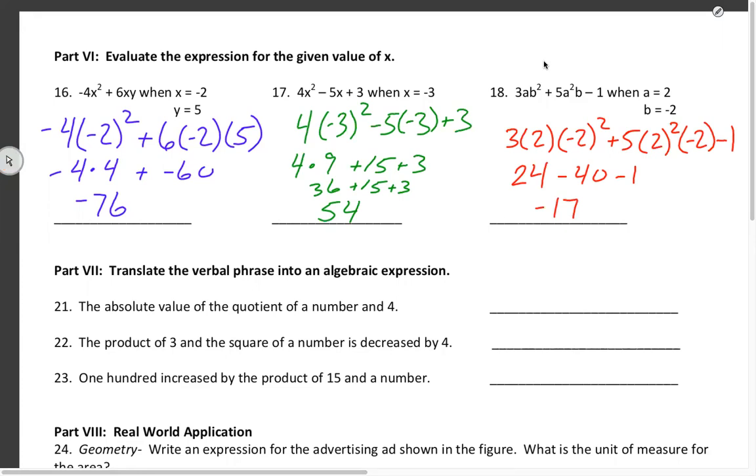Now again, if I made a mistake, it's because I don't have a calculator. I'm not a big fan of it, but, you know, let me know if I made a mistake.